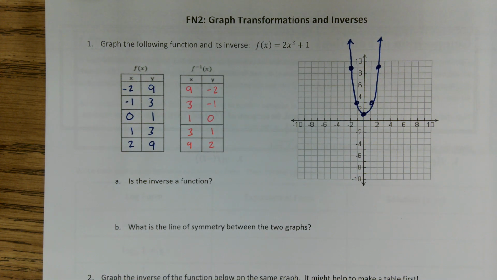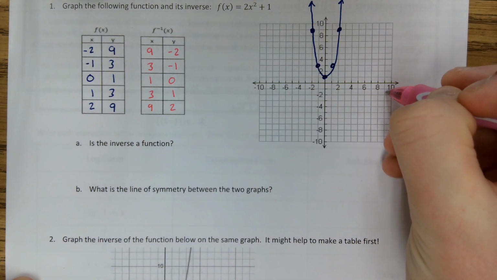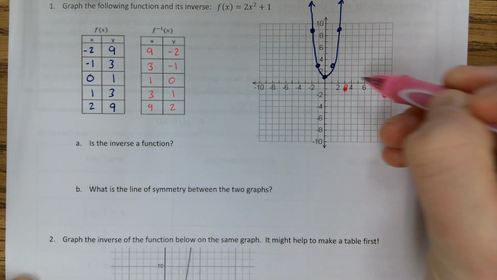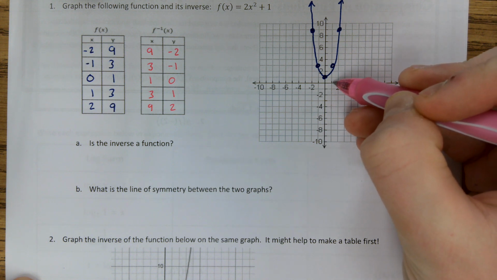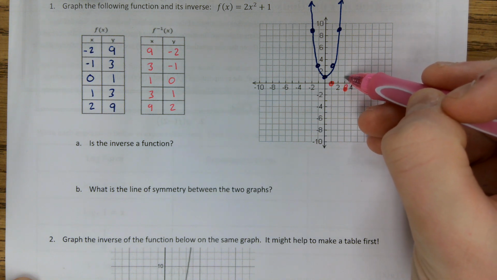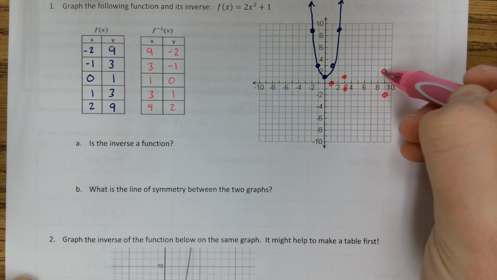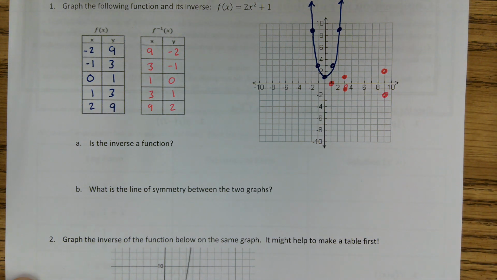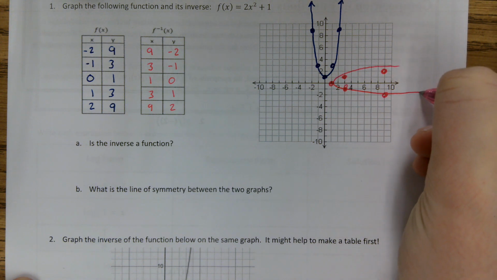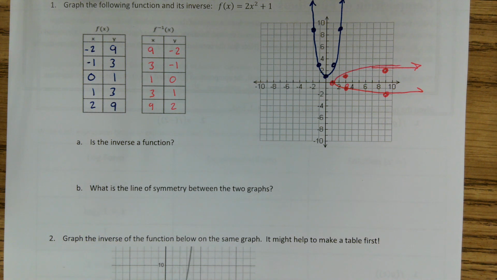And again, now that we have those points, now we can just graph them. So in this case, that 9, negative 2, the 3, negative 1, the 0, 1, the 3, 1, and then last but not least, that 9, 2. So in this case, it's going to look a little different, obviously, because now it's the inverse, but in this case, this is what we're going to have in that parabola right there, okay?